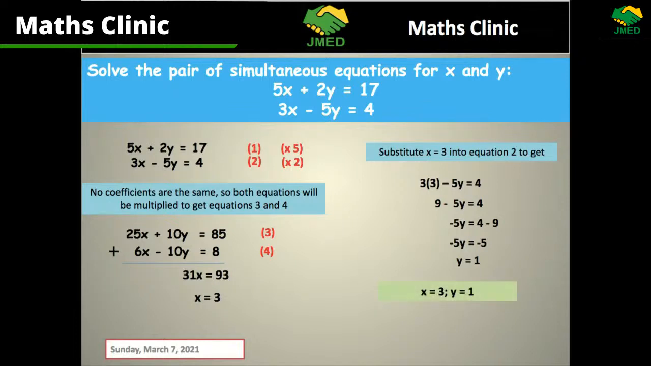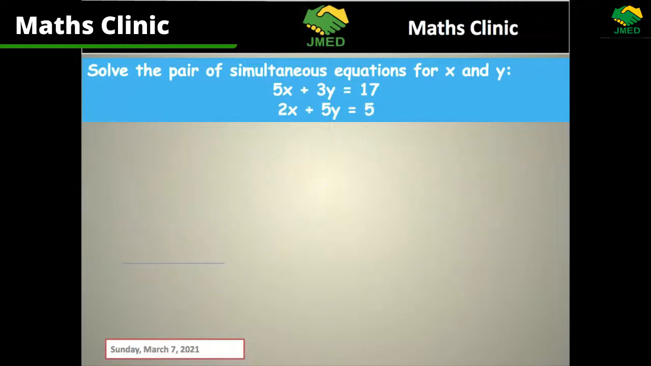Replace rewriting the solution, the pair of solutions. All right, let's carry on. Let's look at another example.